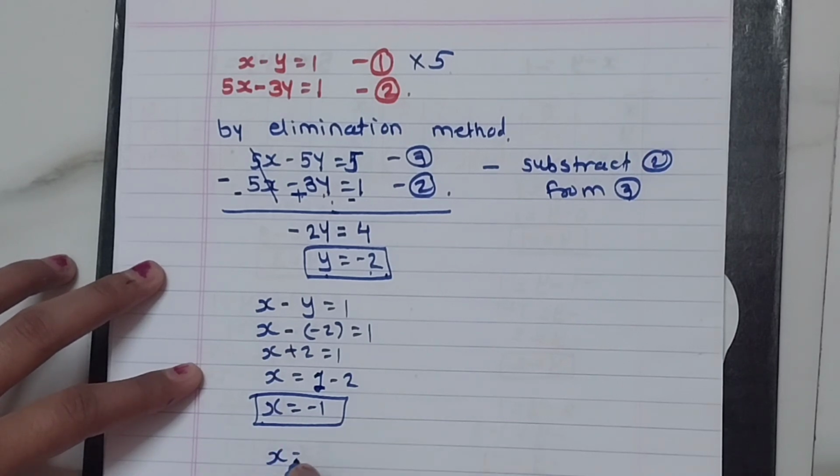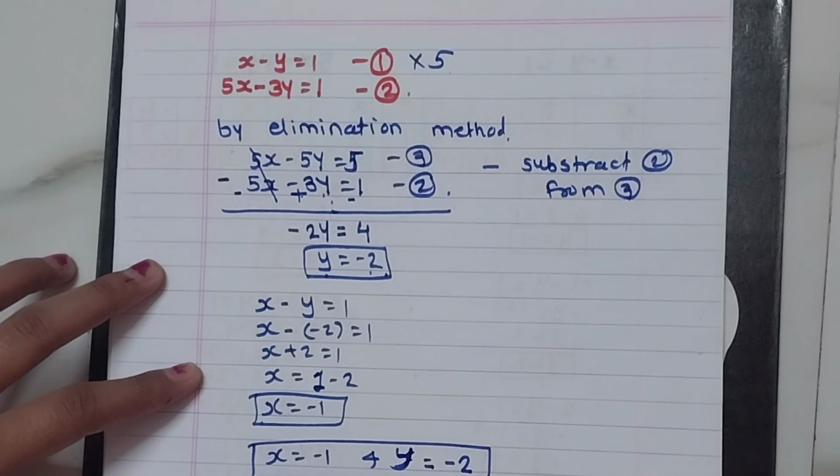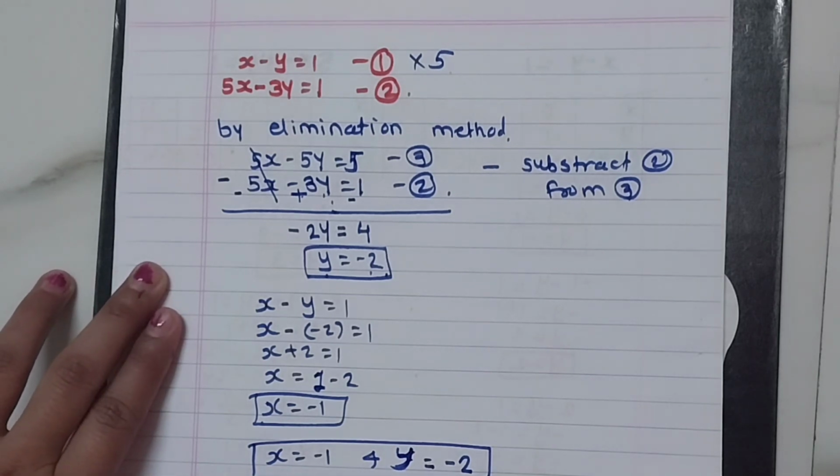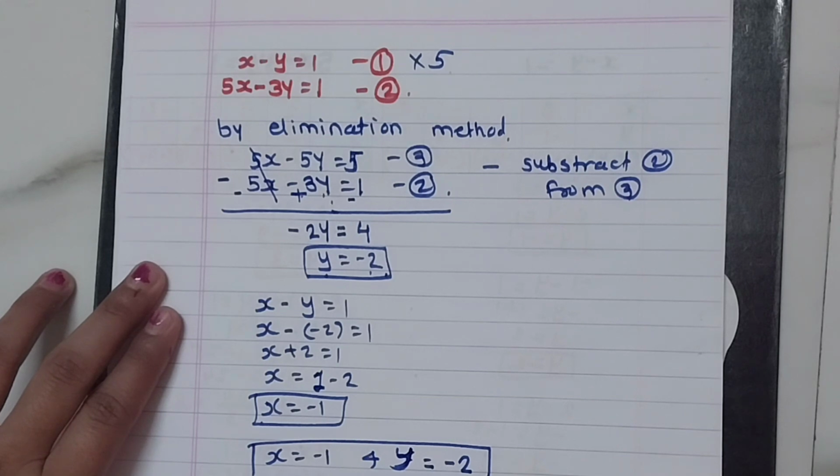So x is equal to minus 1 and y is equal to minus 2. So by elimination method we will get the values of x and y as like this. x is equal to minus 1 and y is equal to minus 2.